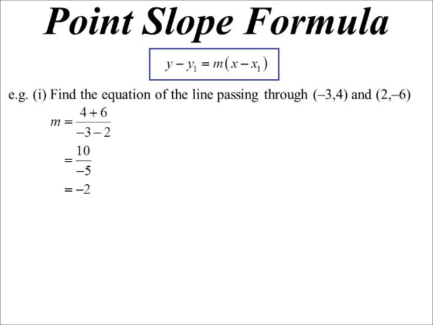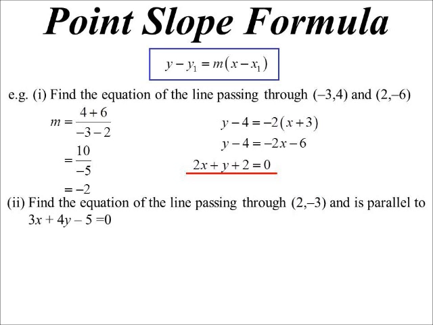I now have a point and a slope. Choice of the points doesn't matter which, of course, because they're both on the line. So y minus y1 equals m outside of x minus x1. And I put it in general form, so there it is, 2x plus y plus 2 equals 0.